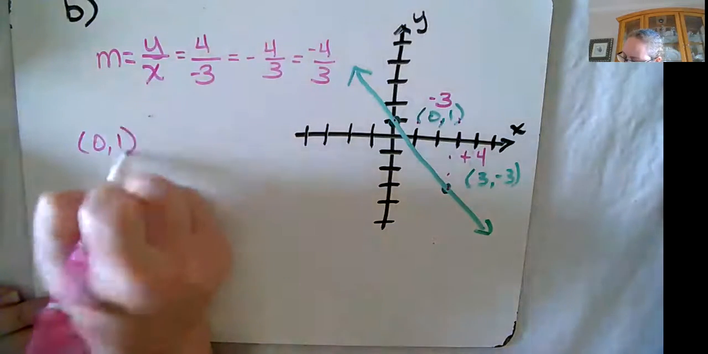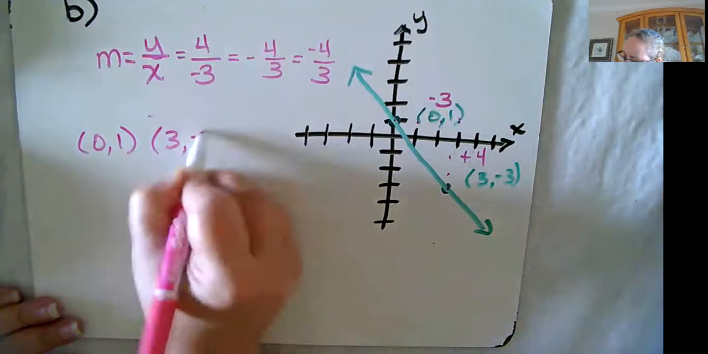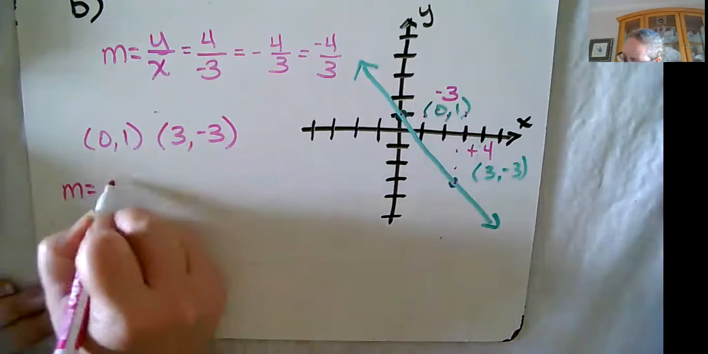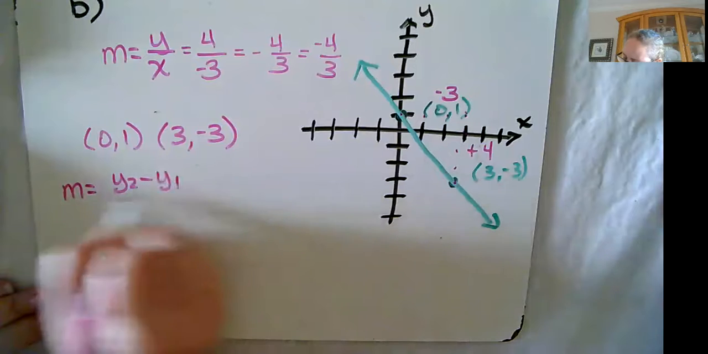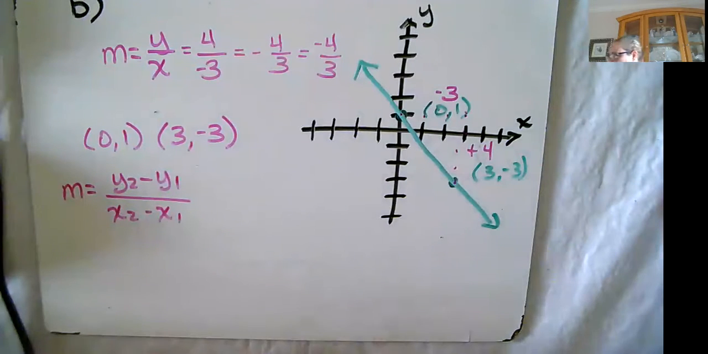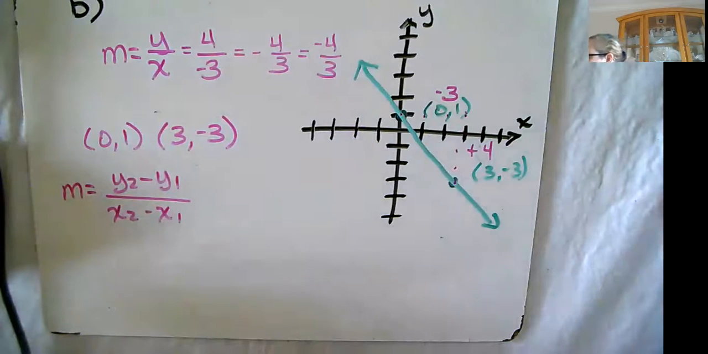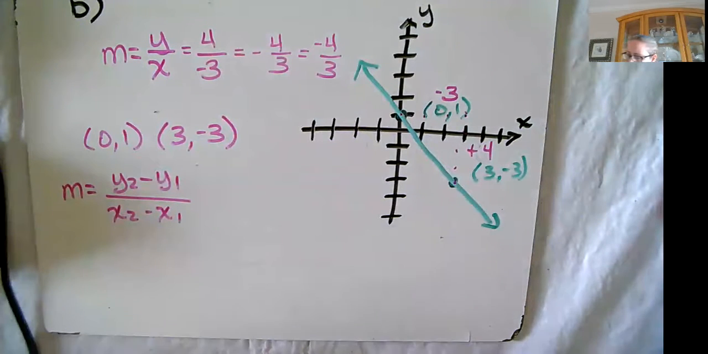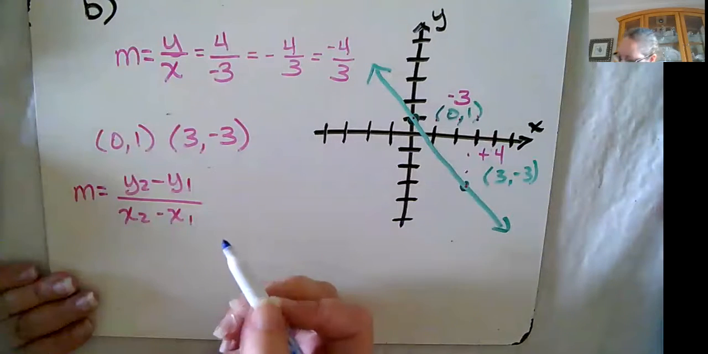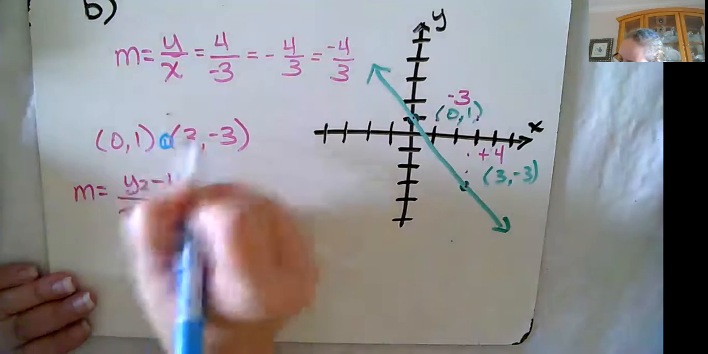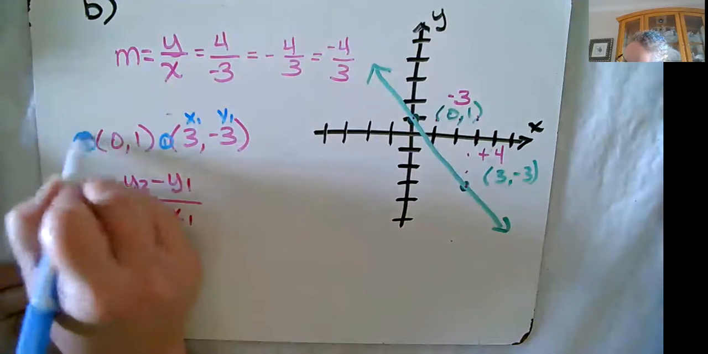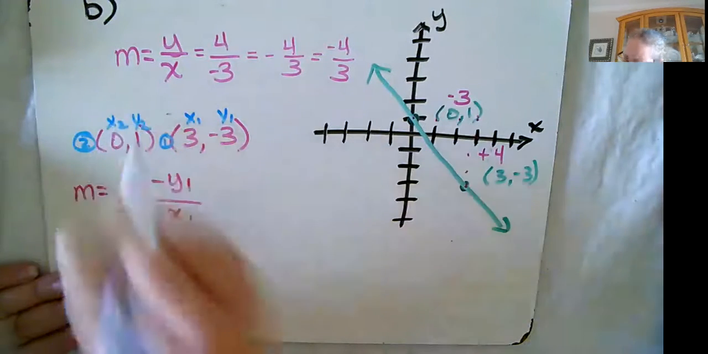Now we're going to take the two ordered pairs and solve it algebraically. We have 0, 1, and 3, -3. I'm going to plug it into our formula, y2 minus y1 over x2 minus x1. I always like to label my ordered pairs just to make sure. This is going to be my number 1, so x1, y1. This is going to be number 2, so x2, y2.